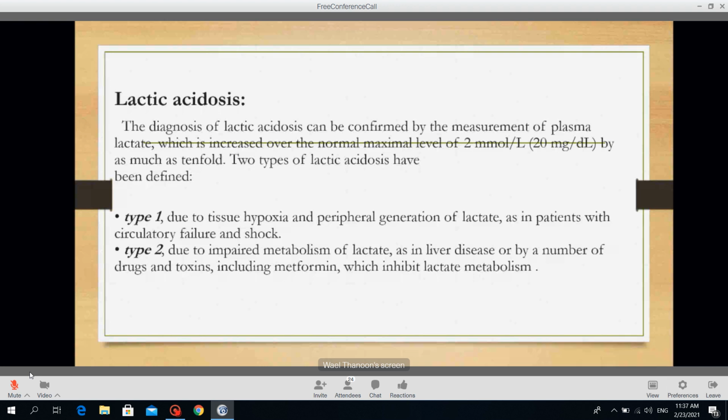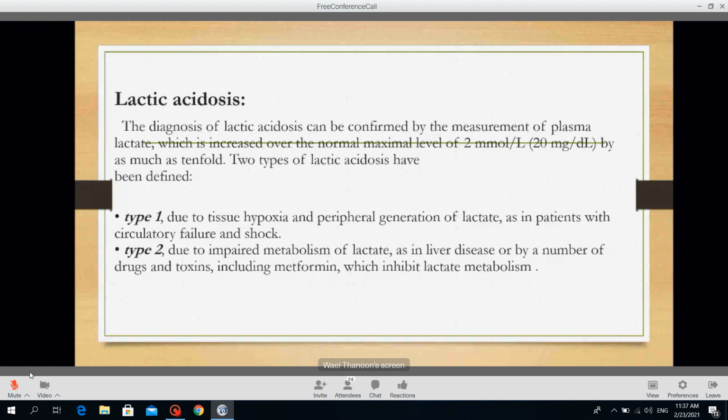Type 1 is due to tissue hypoxia and peripheral generation of lactates as in patients with circulatory failure and shock. Type 1 is hypoxic. يعني الجسم راح يتحول من الايروبيك ميتابوليزم الى انايروبيك ميتابوليزم فينتج لاكتيت in large amount ولهذا راح يصير severe lactic acidosis.